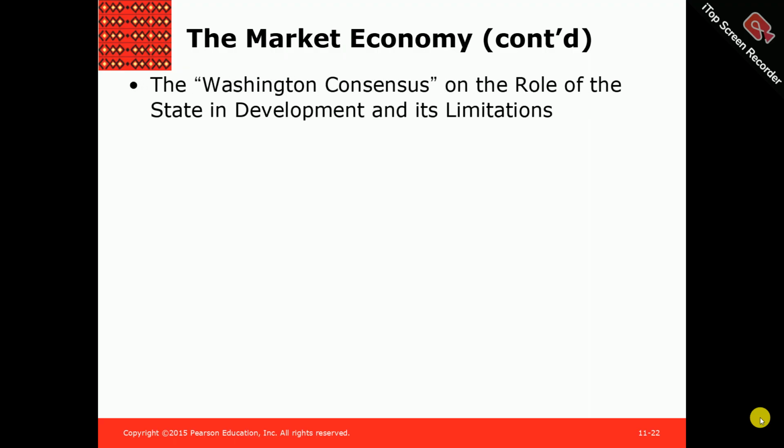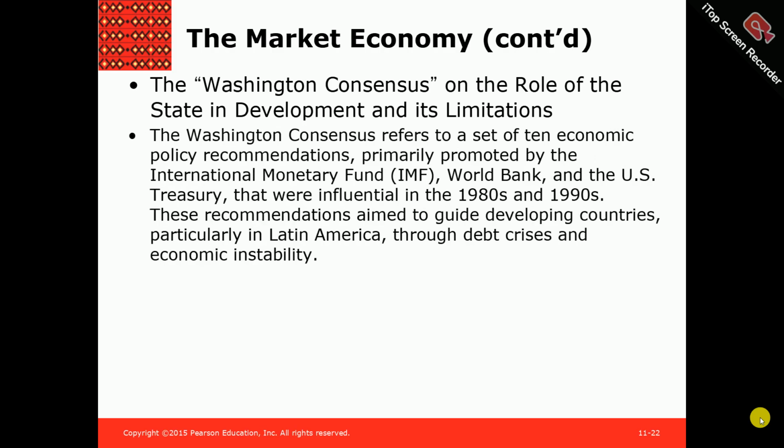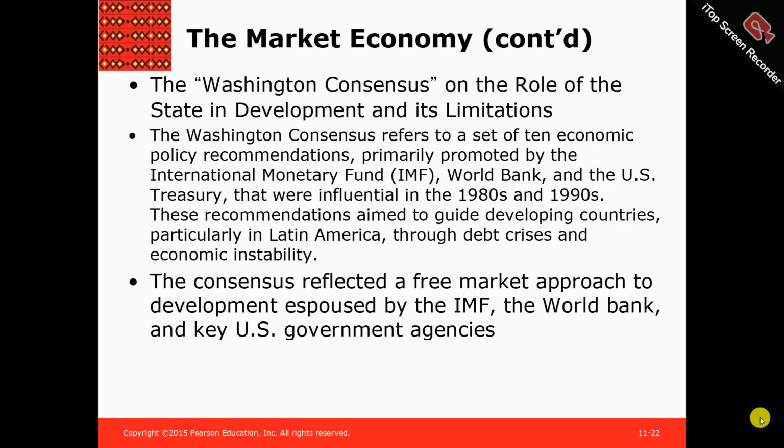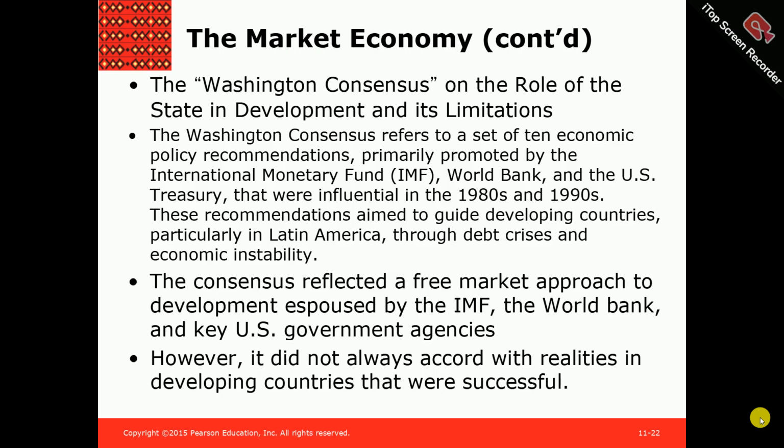The Washington Consensus on the role of the state in development and its limitations. The Washington Consensus refers to a set of 10 economic policy recommendations primarily promoted by the International Monetary Fund, World Bank, and the US Treasury that were influential in the 1980s and 1990s. These recommendations aim to guide developing countries, particularly in Latin America, through debt crises and economic instability. The consensus reflected a free market approach to development espoused by the IMF and the World Bank and key government agencies. However, it didn't always accord with realities in developing countries that were successful.